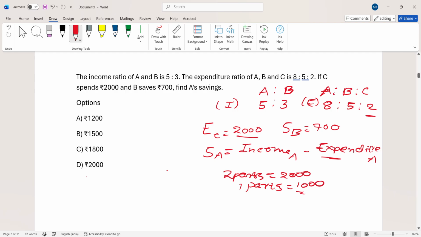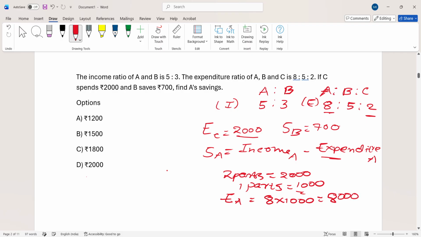So from this, can I find expenditure of A? Definitely. Expenditure of A is 8 parts. That means expenditure of A is equal to 8 parts into 1000 rupees, that is 8000.